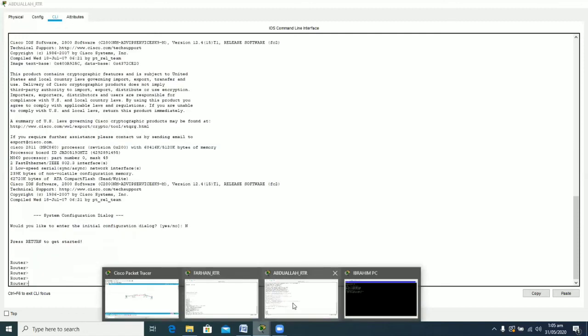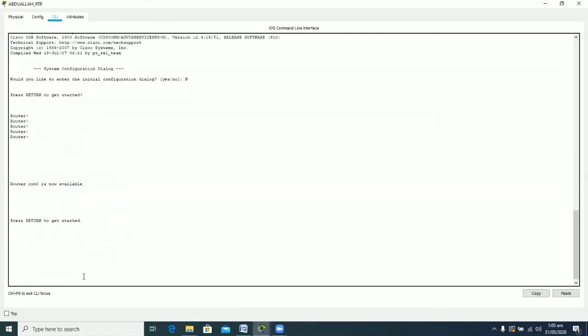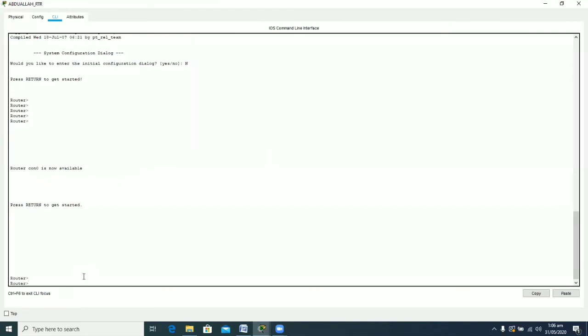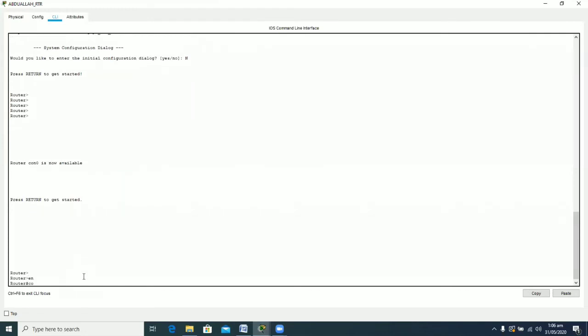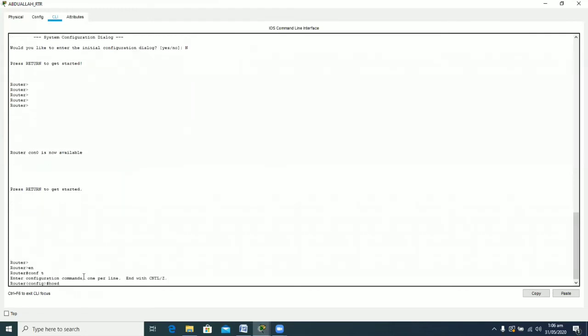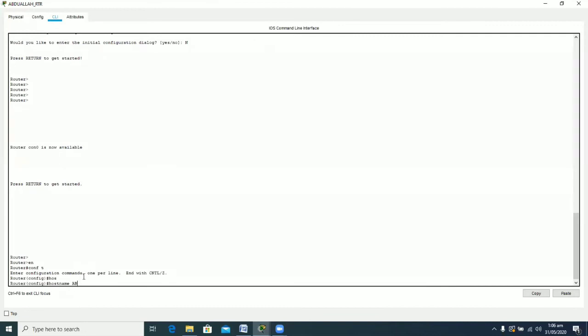So I am now moving to my Abdullah router because I haven't done anything over here. And this is the enable mode. This is the global configuration mode, configuring the host name. Host name is Abdullah_RTR.